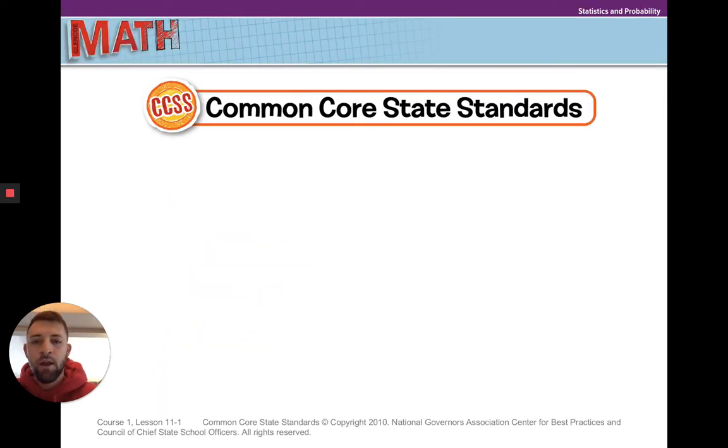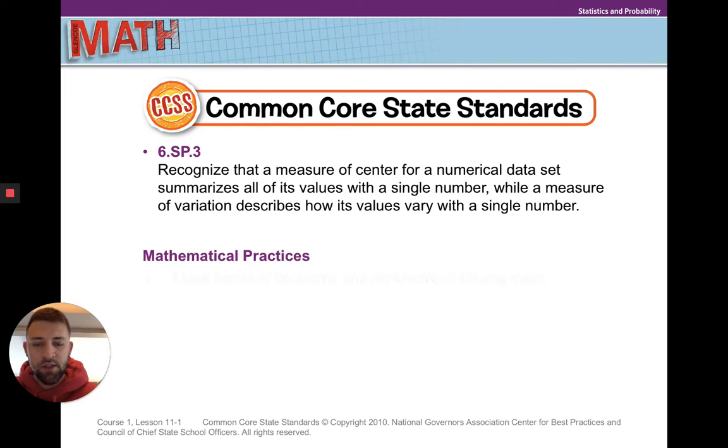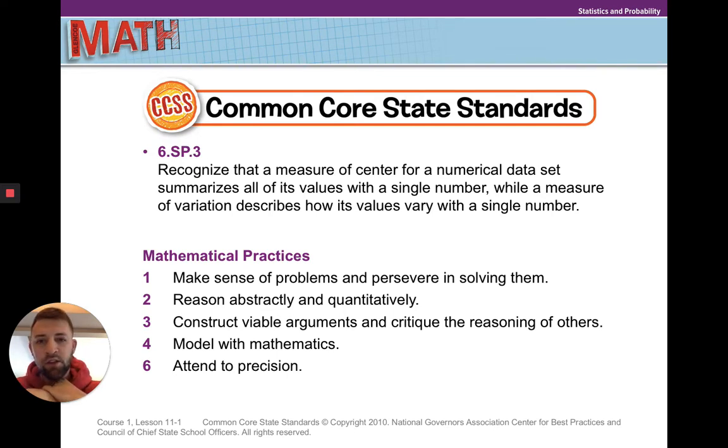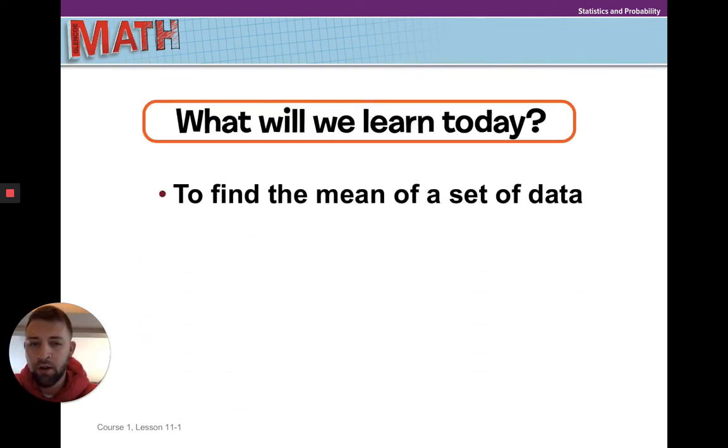Okay. We are getting into a little bit of statistics for our last lesson that we need here. Mean, median, and mode. Our Common Core State Standard says that we are going to recognize that a measure of center for a numerical data set summarizes all of its values with a single number, while a measure of variation describes how its values vary with a single number. Here are some mathematical practices we'll be doing today. What are we going to learn?